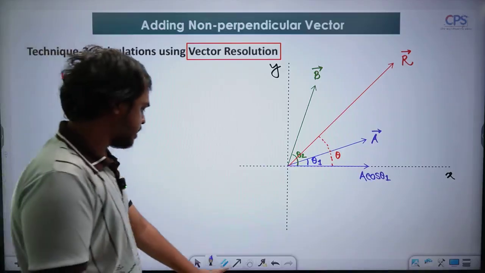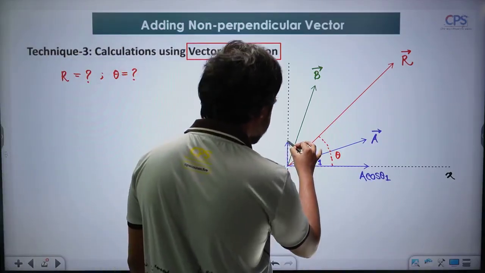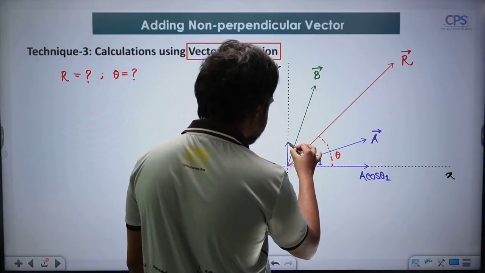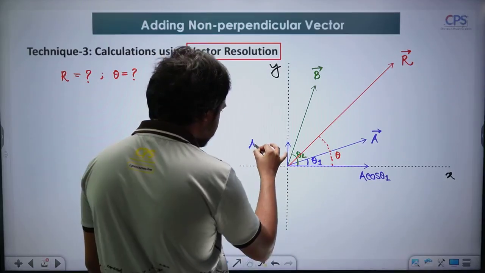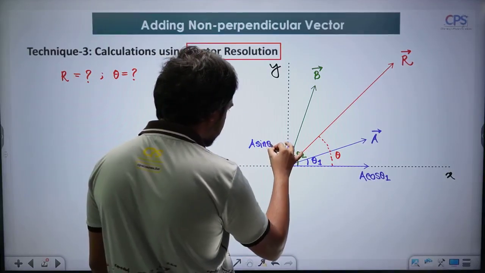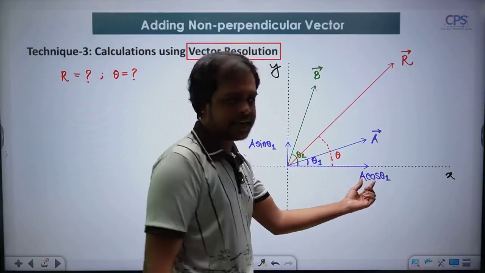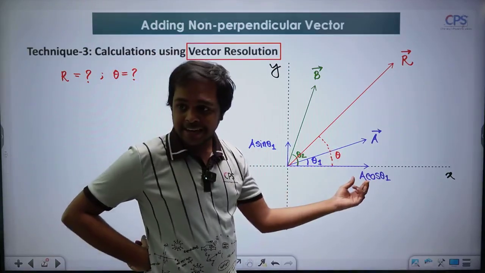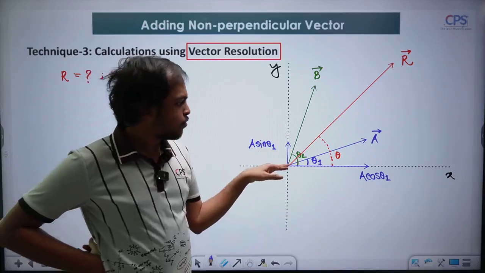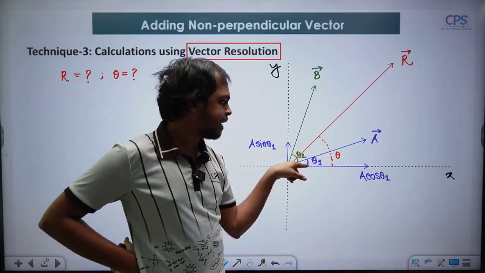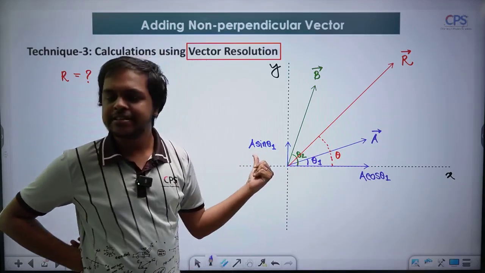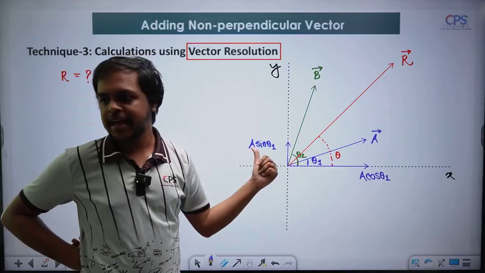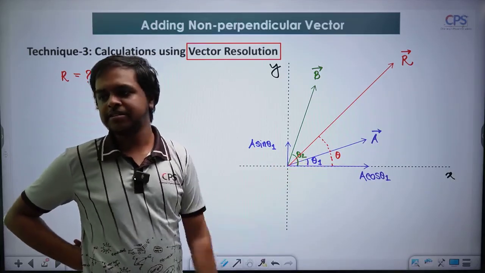And in the y-axis, it has an effect of A sin theta 1. Remember that we got this from the adjacent being cosine and the opposite being sine. So for A, the adjacent with theta is cosine, the opposite is sine.